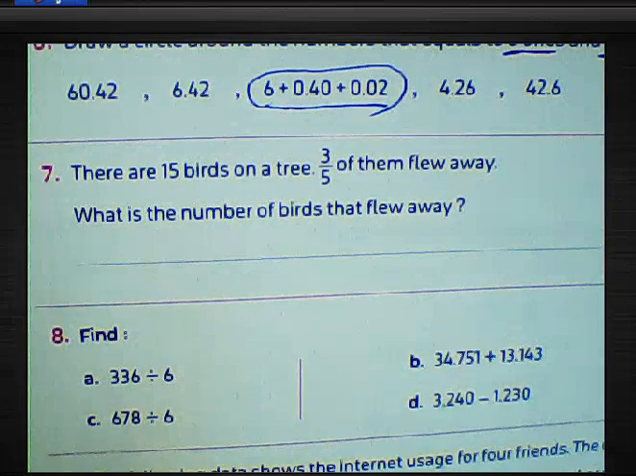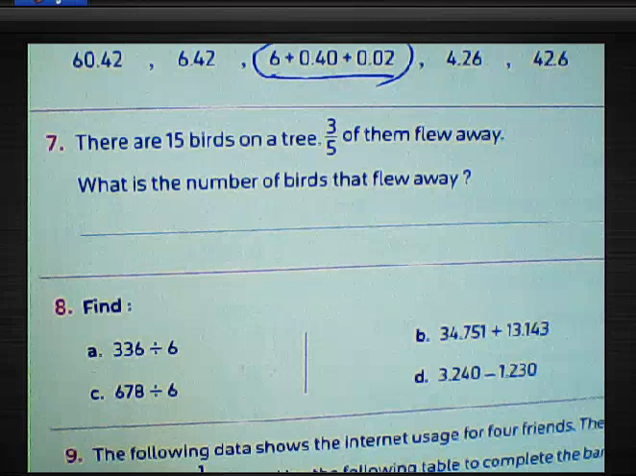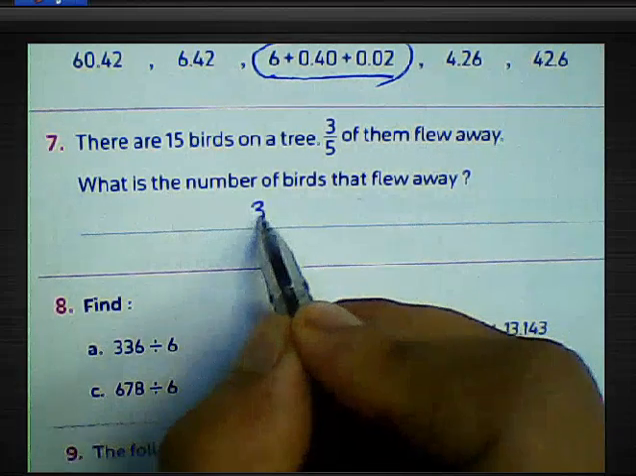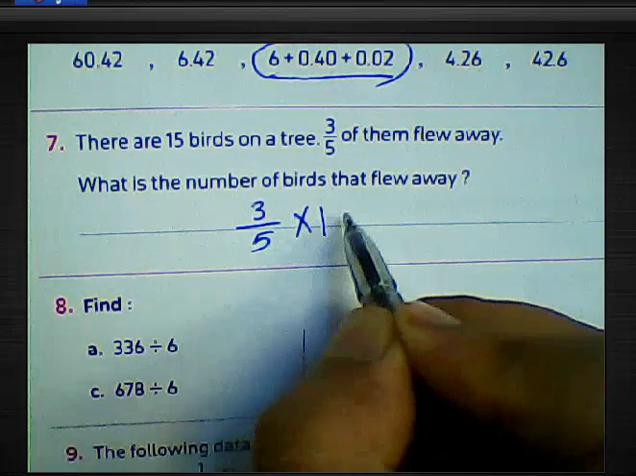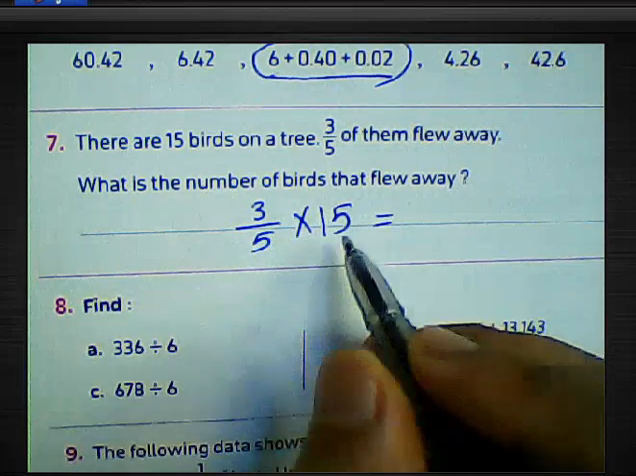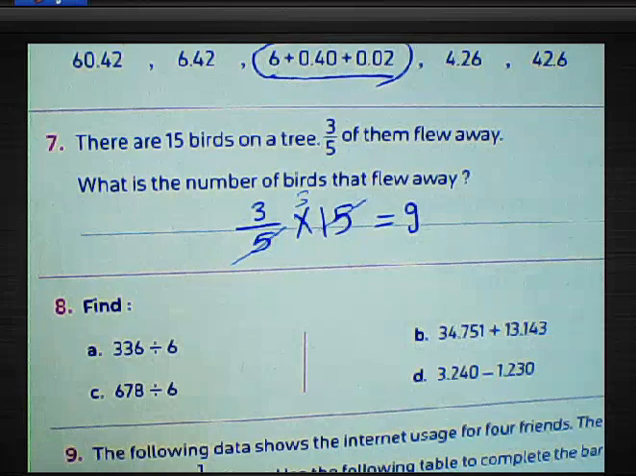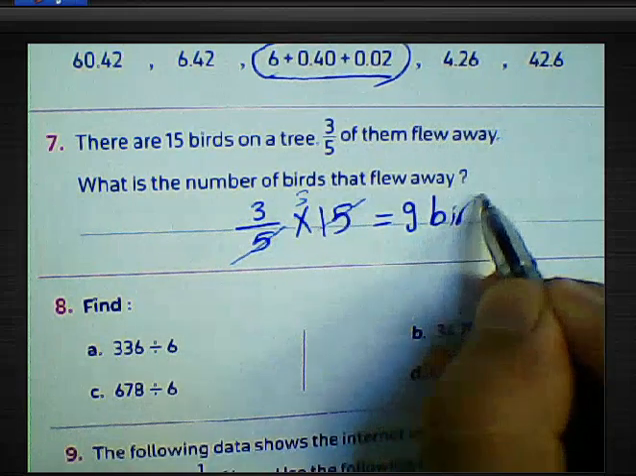Question 7. There are 15 birds on a tree. 3 over 5 of them flew away. What is the number of birds that flew away? 3 over 5 from 15. Okay, 15 divided by 5 equals 3. 3 times 3 equals 9. So the result will be 9 birds.